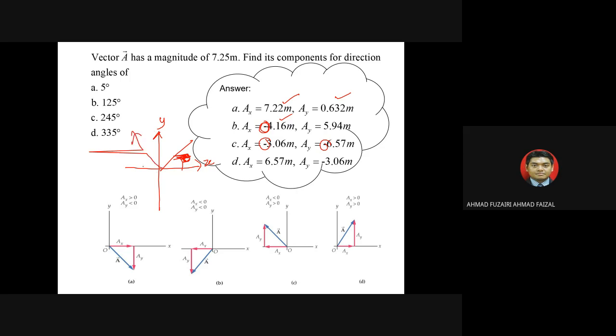But let's say the vector is here. When you have a vector that comes from this part, the Ax is here and the Ay is here. So Ax becomes negative, Ay becomes positive. That's why in quadrant 2, Ax is negative and Ay is positive. In the third quadrant, all become negative. Ay is negative and Ax is also negative, because Ay is going down and Ax is going to the left. And how about D? Ax will be positive and Ay will be negative. So that's why you need to know the positions of your vectors in order to get the component of x and the component of y.